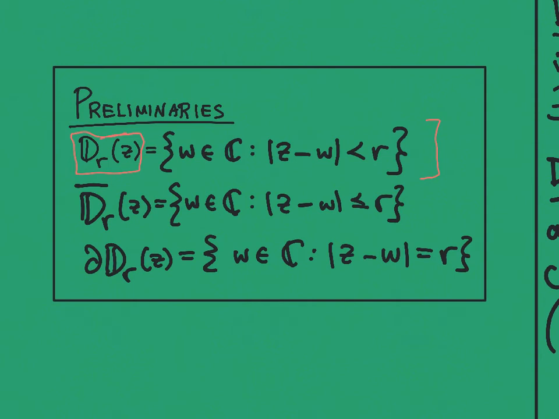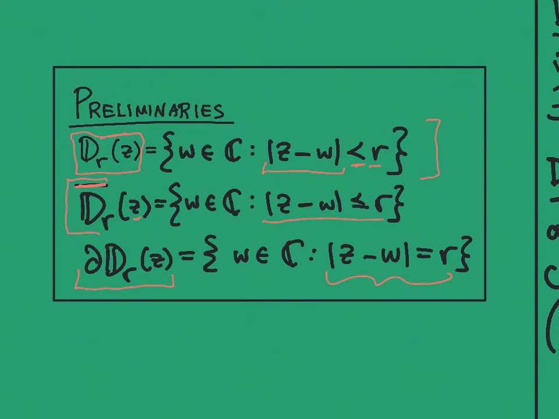This is the open disk, I should say, so it's all w's such that |z − w| is strictly less than r. The closed disk of radius r centered at z will be written with a bar on top, and this is just where the non-strict inequality holds. And then the circle of radius r centered at z will be written as the boundary of this disk. So it's all points w satisfying |z − w| equal to r.